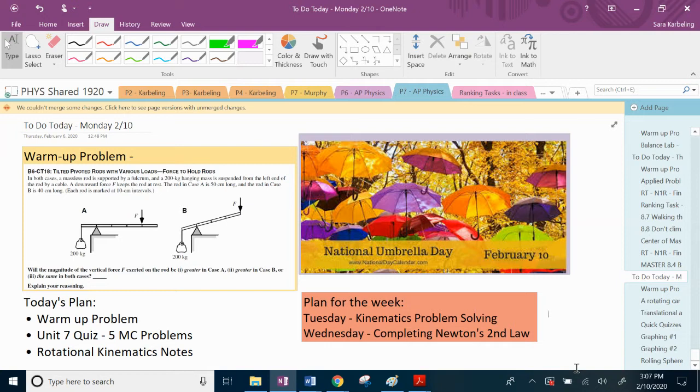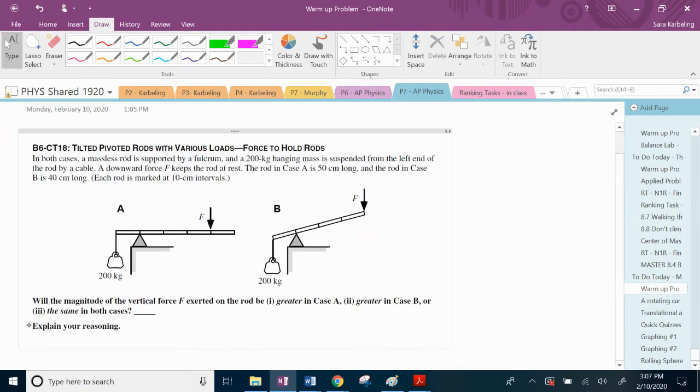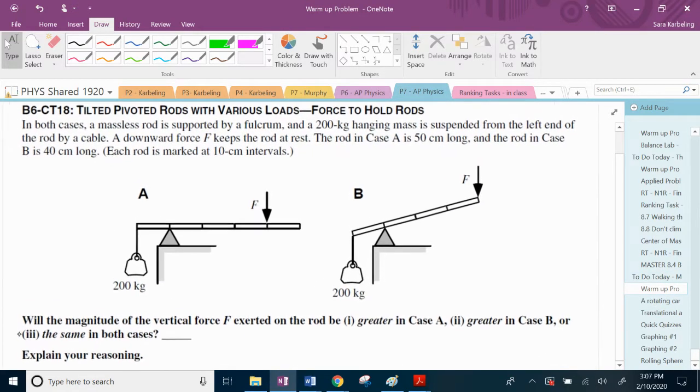We're going to do a warm-up problem today. We've got the 5-question multiple choice quick quiz to do, 15 minutes, 20 minutes max. And then we're going to start some notes for rotational kinematics. That work? Fantastic. All right, so let me get you the warm-up problem in a larger font so you can see it. I'll tell you the situation, then I'll let you discuss.